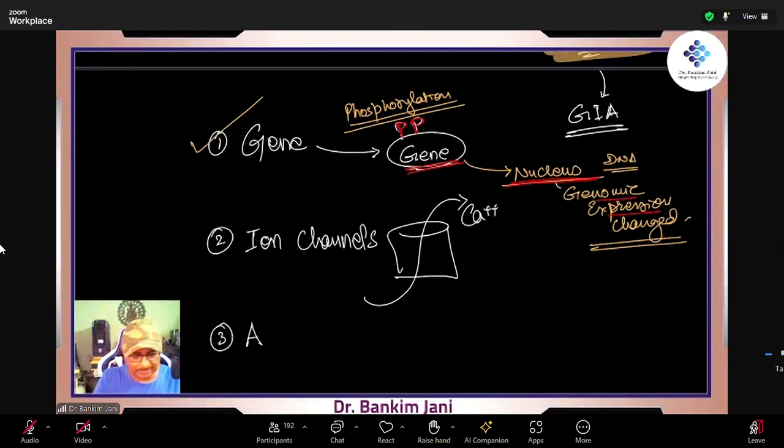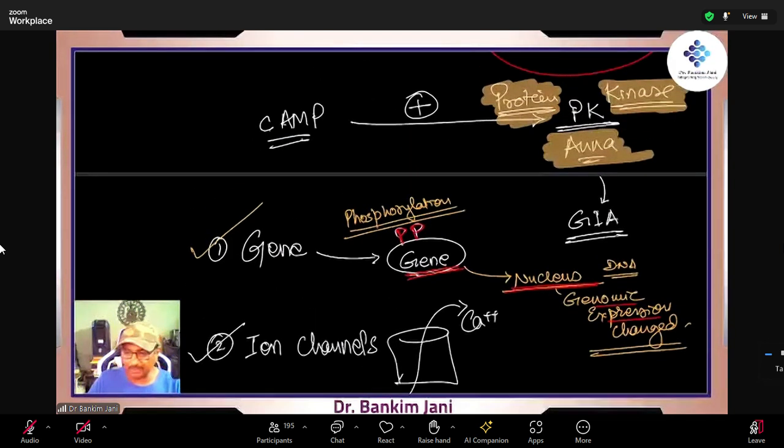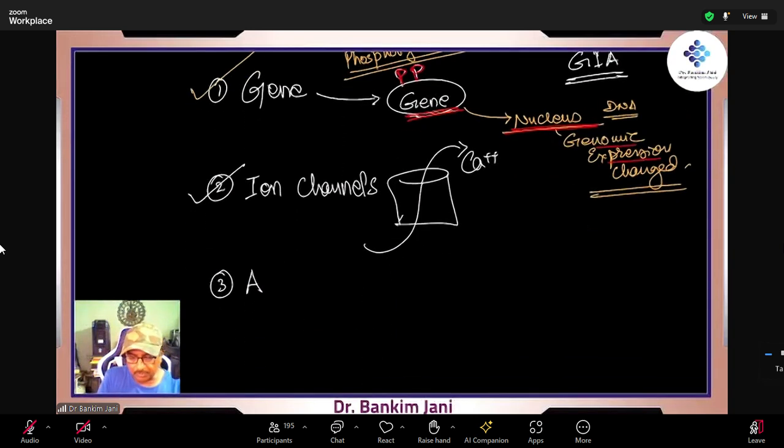I'll go back to this ion part. So gene, we said that it changes the genomic expression. The second is the ion channel. The ion channels, same protein kinase. That protein kinase will switch on those calcium channels. It acts on gene, it acts on ion channels, so it will switch on those ion channels.